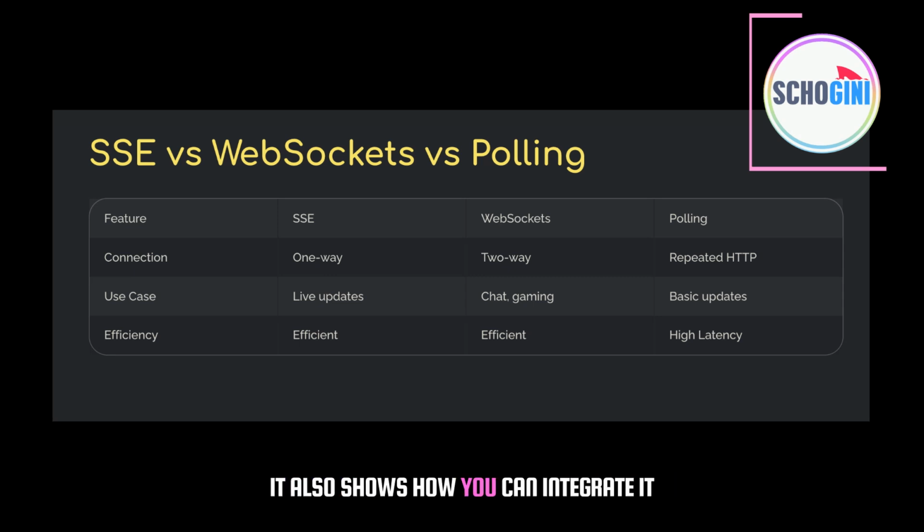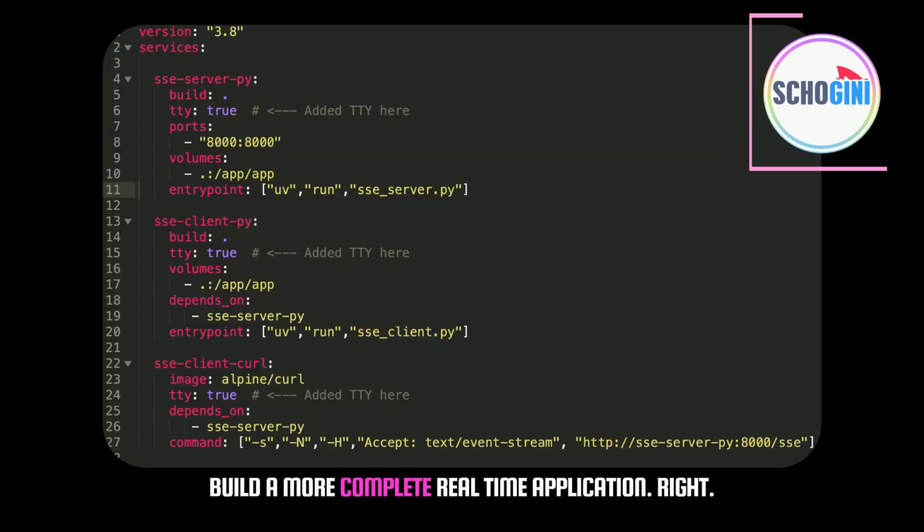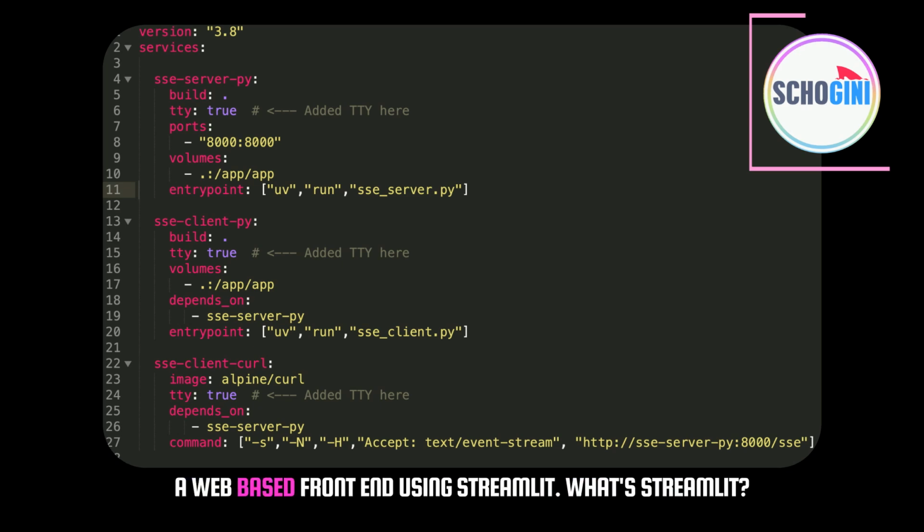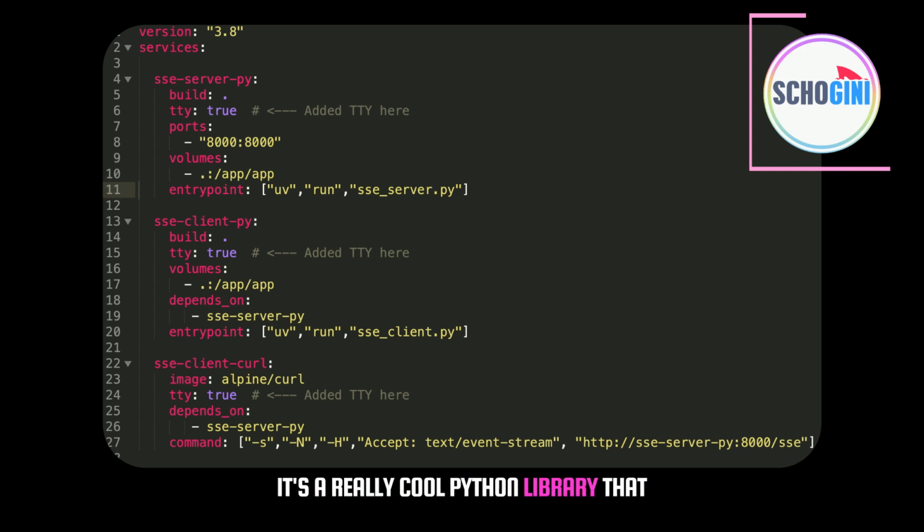Our tutorial actually goes beyond just explaining SSE. It also shows how you can integrate it with other tools like Docker and Streamlit to build a more complete real-time application. Right. It takes the basic SSE server we just talked about and packages it up neatly in a Docker container. A Docker container? It's like putting all the pieces of your application in a little box that can run anywhere. Ah, okay. And they also create a separate client and a web-based front end using Streamlit.